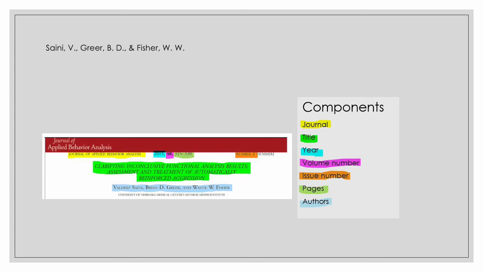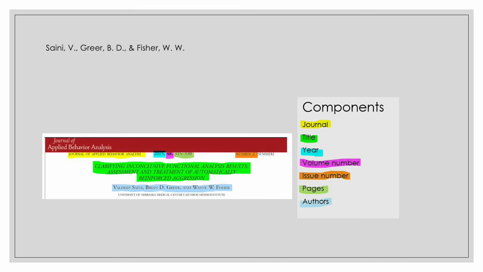We write the first author's last name, Samy, followed by a comma and a space, and then the first initial of his first name, V, space, before the next author. We'll do the same thing for the next author. Last name, comma, space. Then we see that this author has their middle initial listed. So next we're going to put their first name initial, B, period, space, then middle initial, D, period, space.